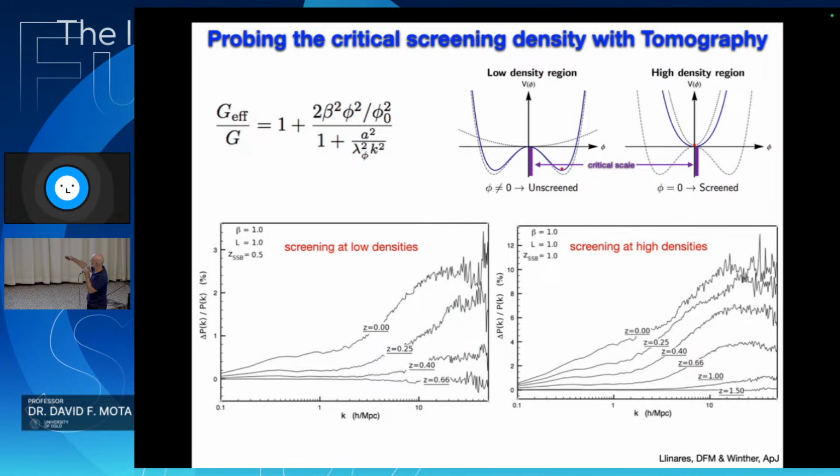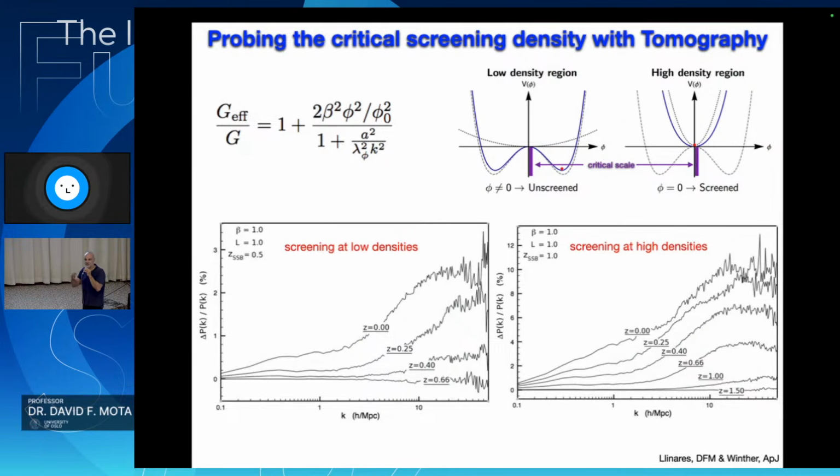Again, the idea is always to compare to general relativity. That's the y-axis, and this is always the matter power spectrum. So you can see the deviations from lambda CDM with respect to redshifts. If you have a galaxy survey which looks at galaxies at redshift 0.66, for the symmetron, you see that deviations from lambda CDM are very small.